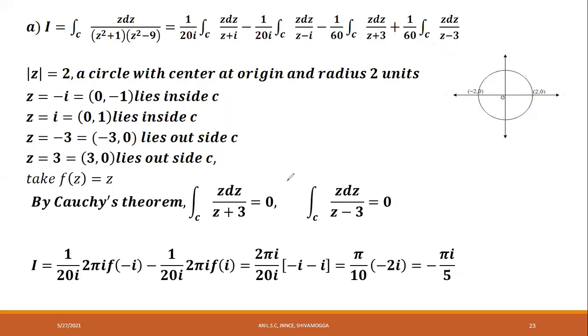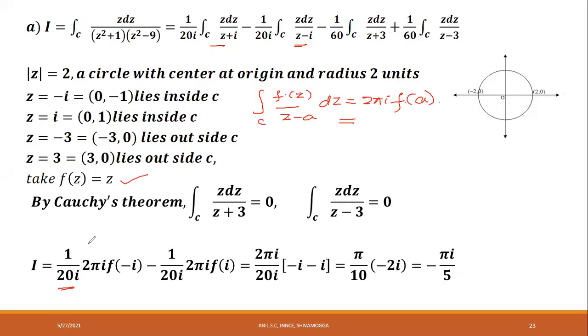Next, let's find this integral and this integral. Here the numerator is z. You take it as f of z. Let f of z be equal to z. Therefore, I is equal to 1 over 20i. We know that Cauchy's integral formula is the integral of f of z divided by z minus a into dz is equal to 2 pi i into f of a. This is Cauchy's integral formula. Integral over C of f of z divided by z minus a is 2 pi i into f of a.